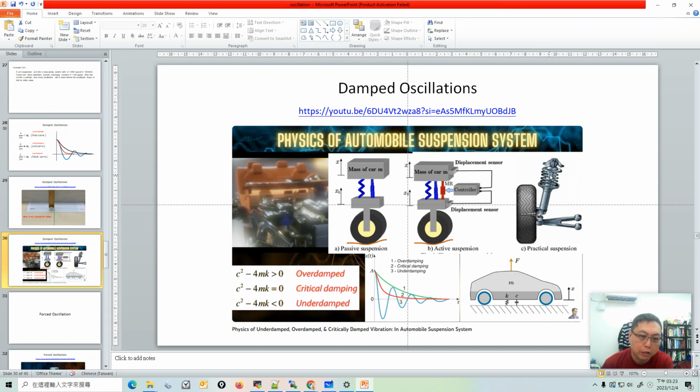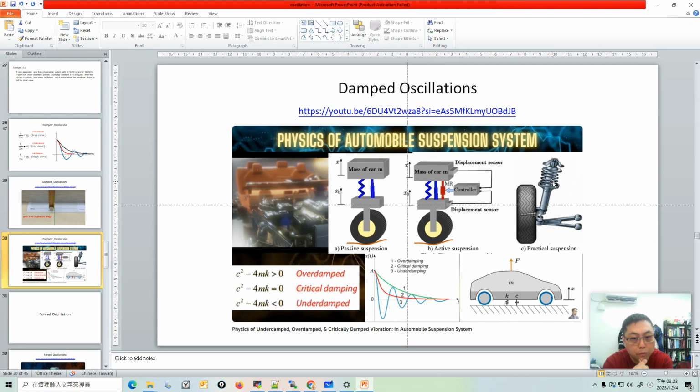If you look right under your car, your tire is always connected to a suspension system. In your suspension system, you will see there's a spring. This spring will absorb the vibration energy from the bumpy surface when your car crosses it.